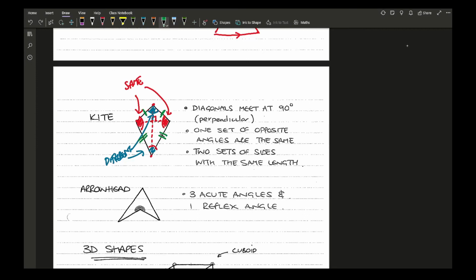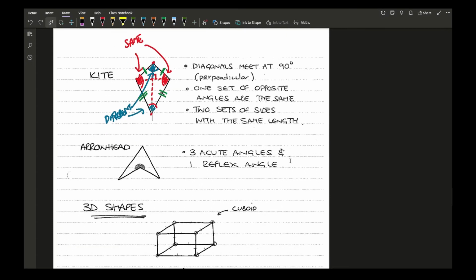Now the other quadrilateral that tends to be quite popular is what we call an arrowhead, or an arrow, as it's sometimes classed. Now the main property of an arrowhead is that it's got three acute angles and one reflex angle. And again, on the types of angles, acute is basically an angle that's less than 90 degrees, and a reflex angle is an angle that's more than 180 degrees.